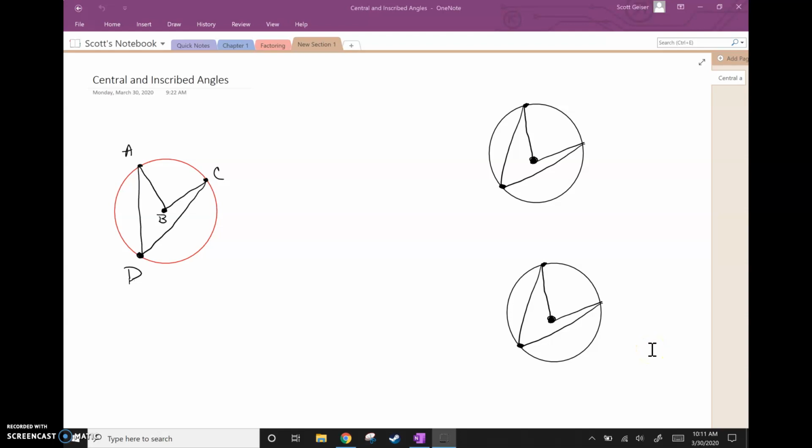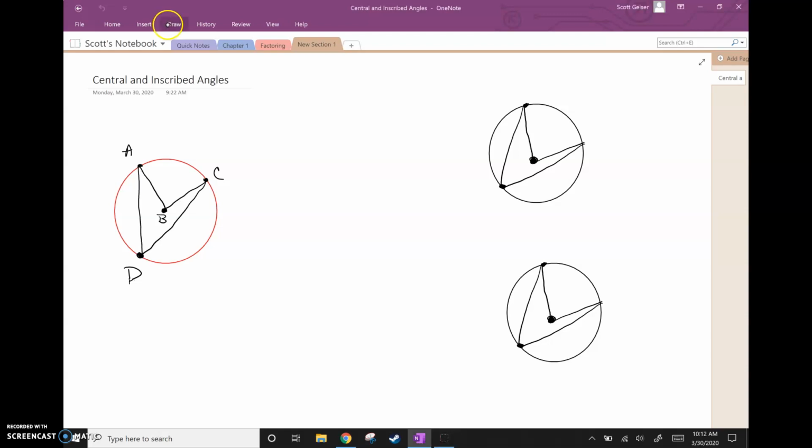Okay, now we're going to do central and inscribed angles. So I have multiple angles in this circle. The one in the center of the circle, angle ABC, would be called the central angle because it's located at the center. And then angle ADC would be called an inscribed angle because it's located right on the circle.